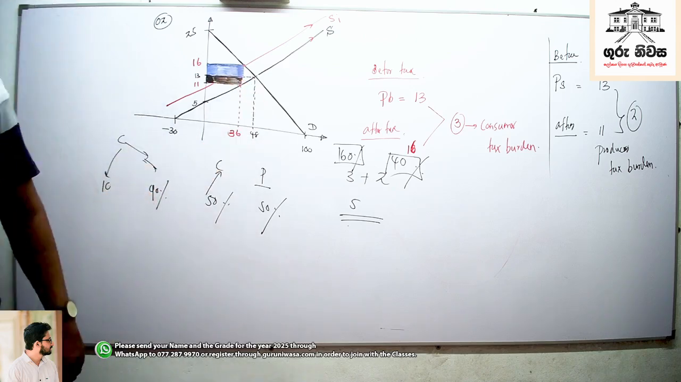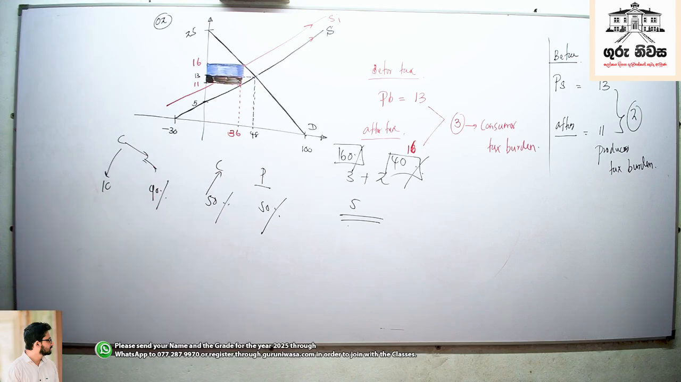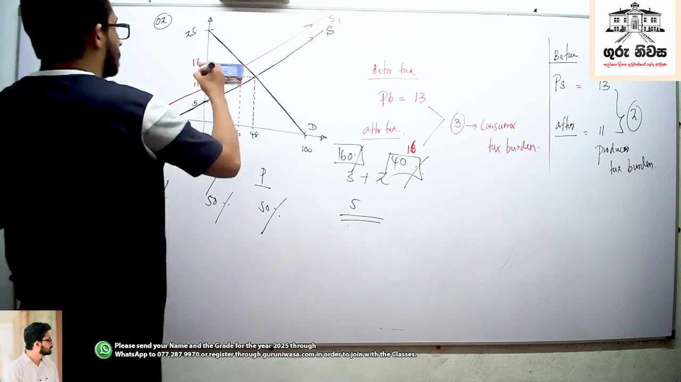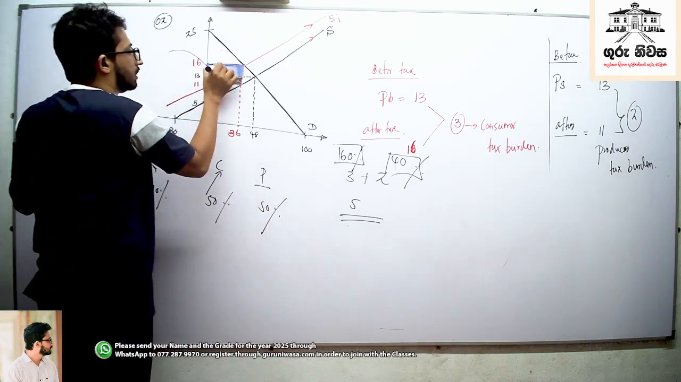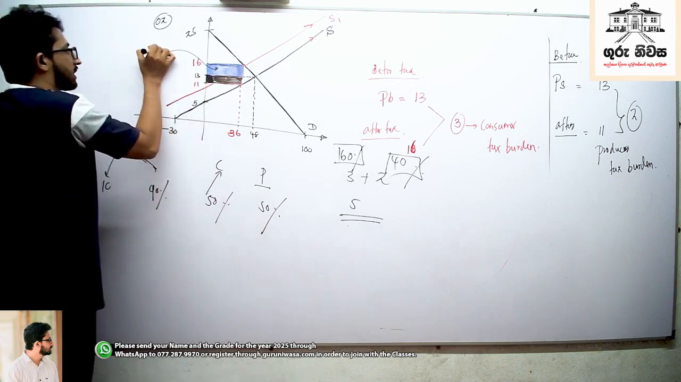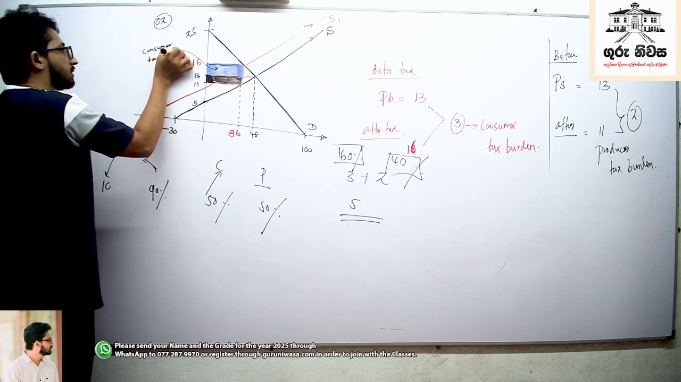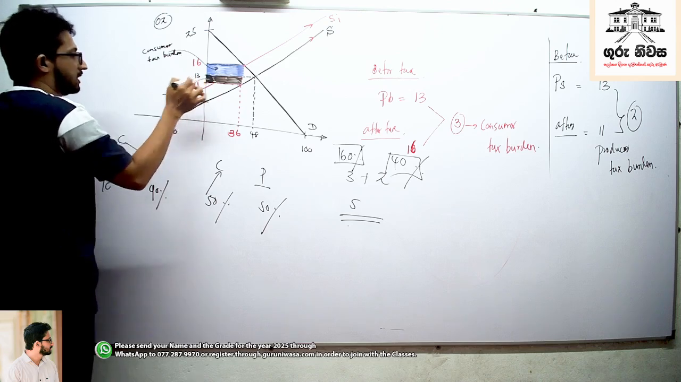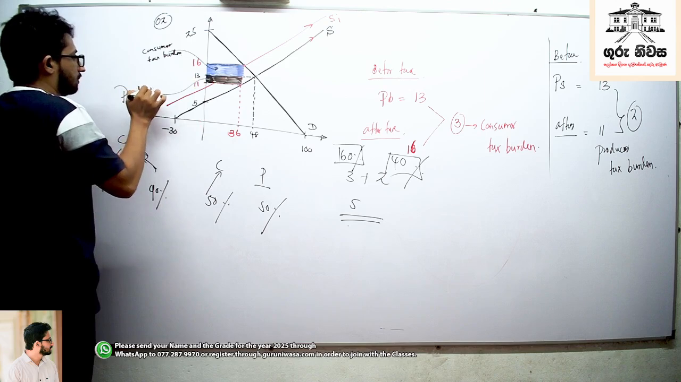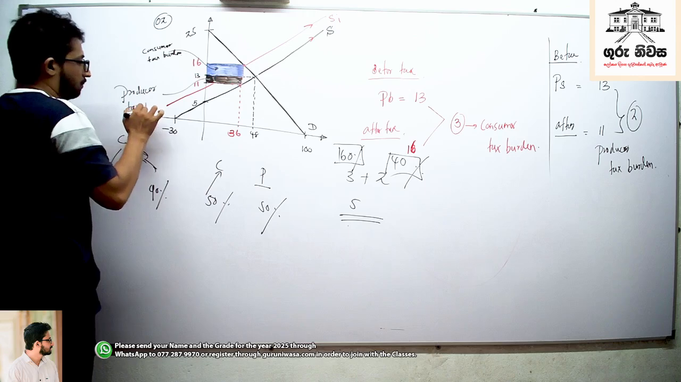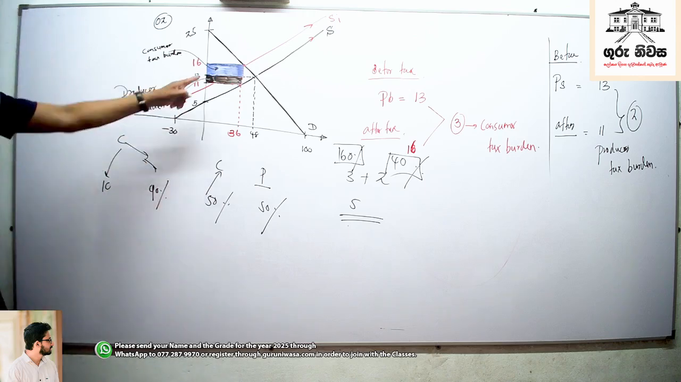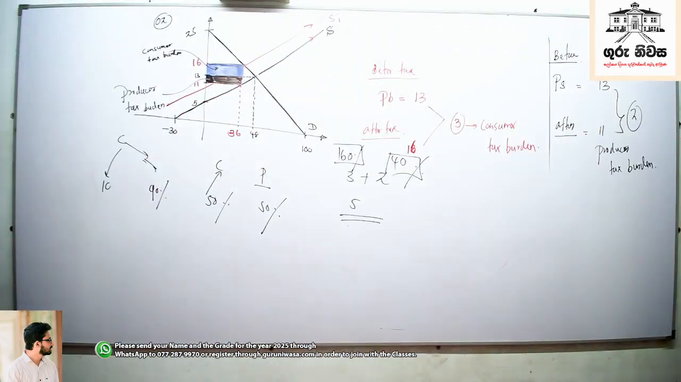Then you can say consumer tax burden plus producer tax burden exactly equals government tax revenue. Understand? Write down: this one is the consumer tax burden, and this one is the producer tax incidence or burden. Ask anything. If you add these together, you can calculate the total government tax revenue. Okay, finish.